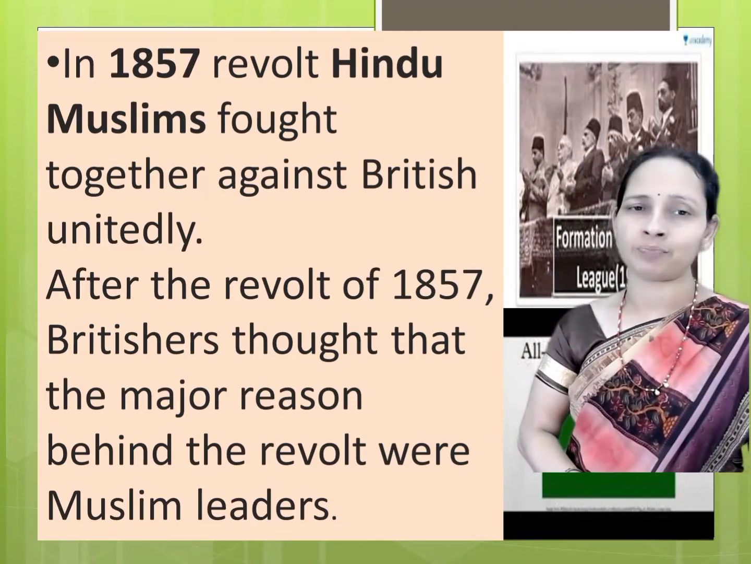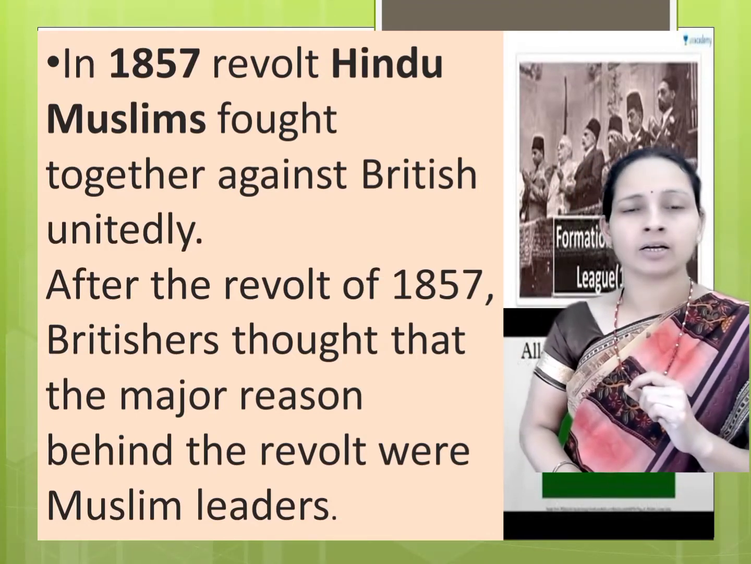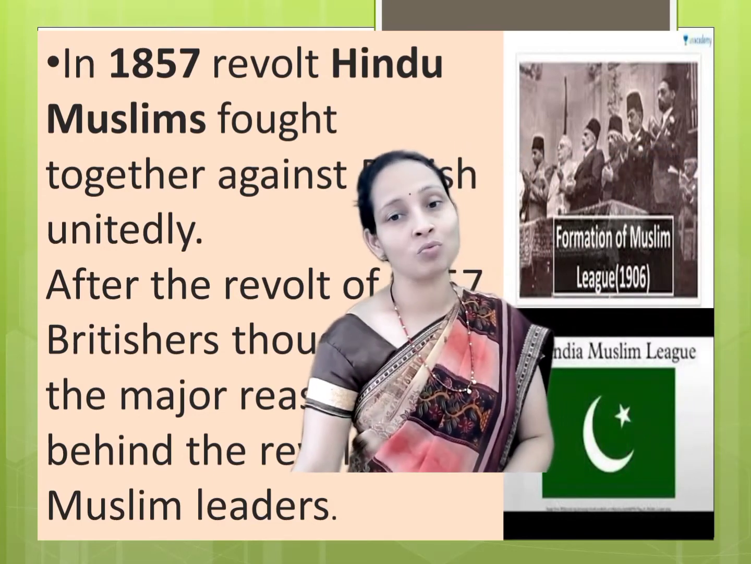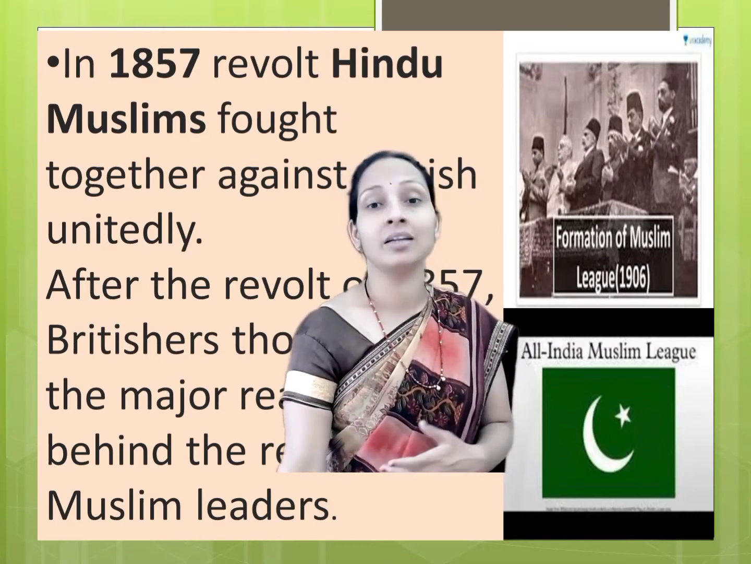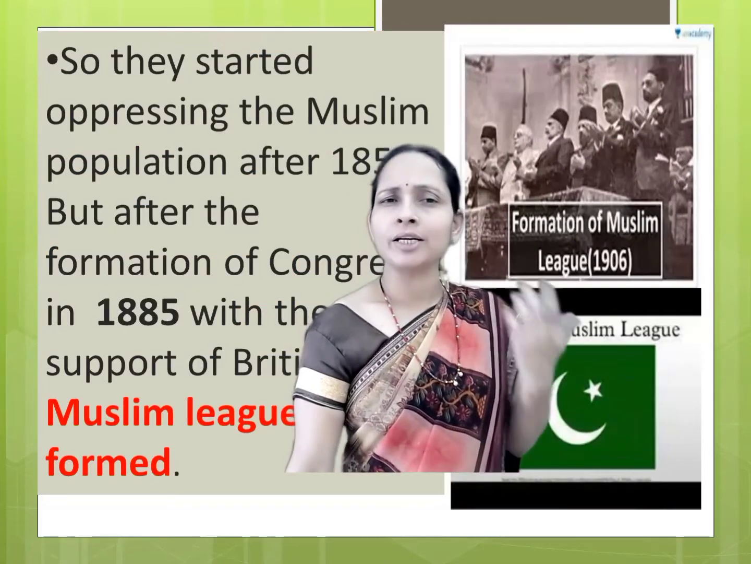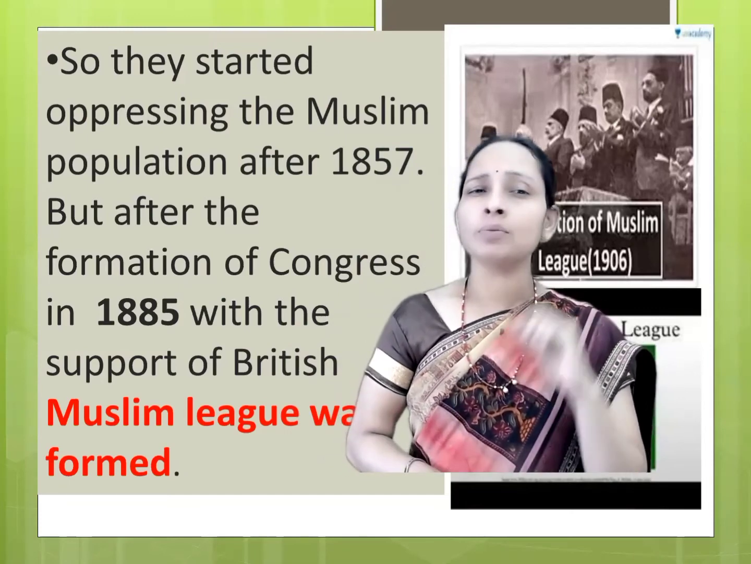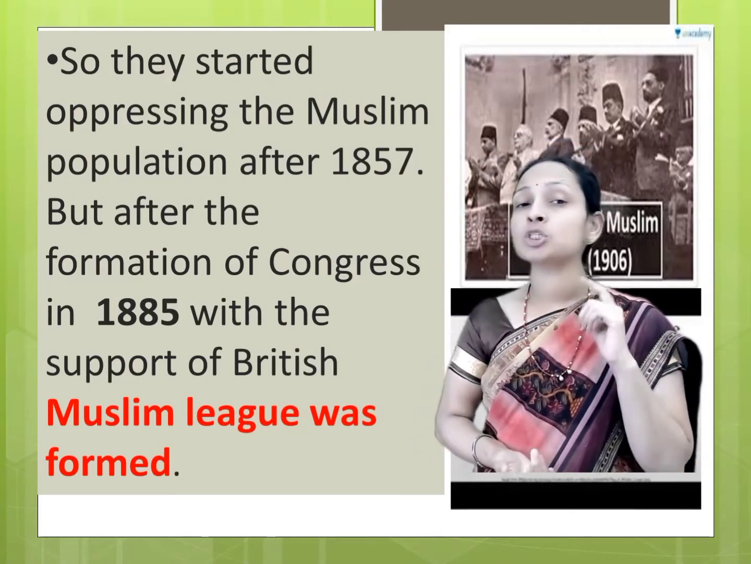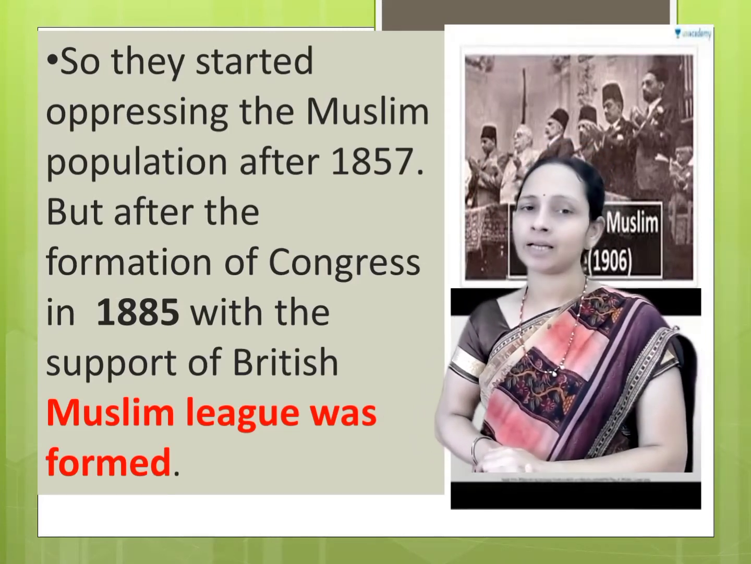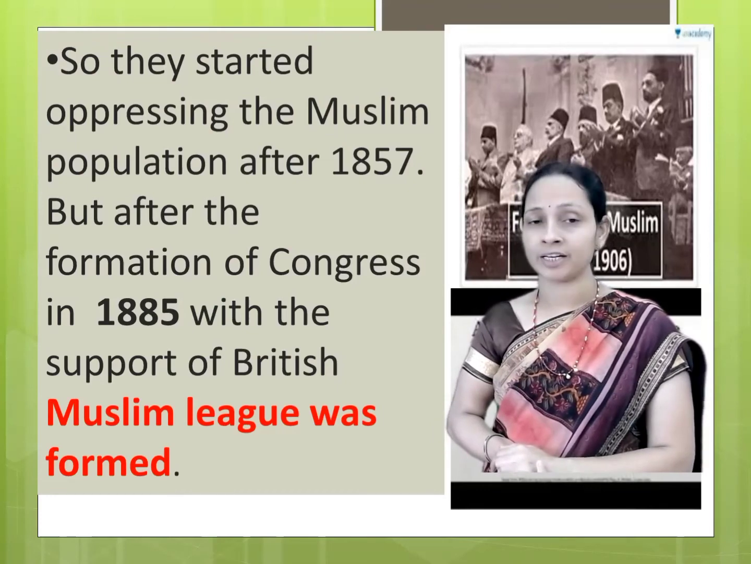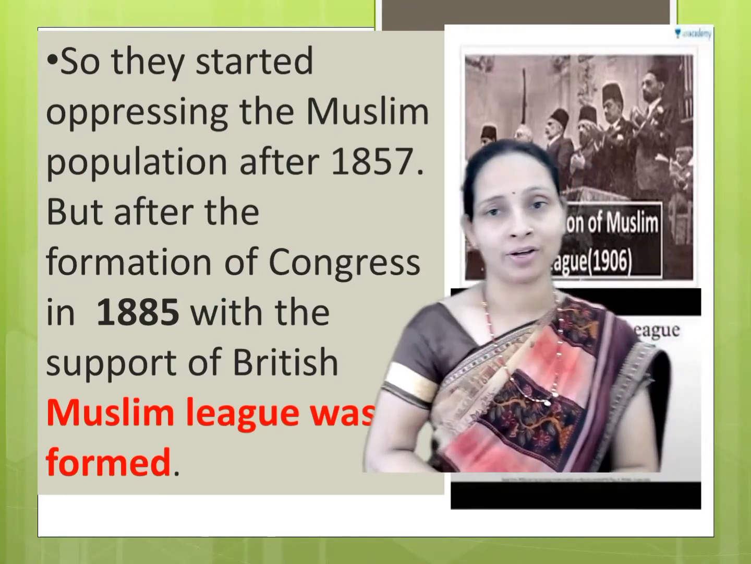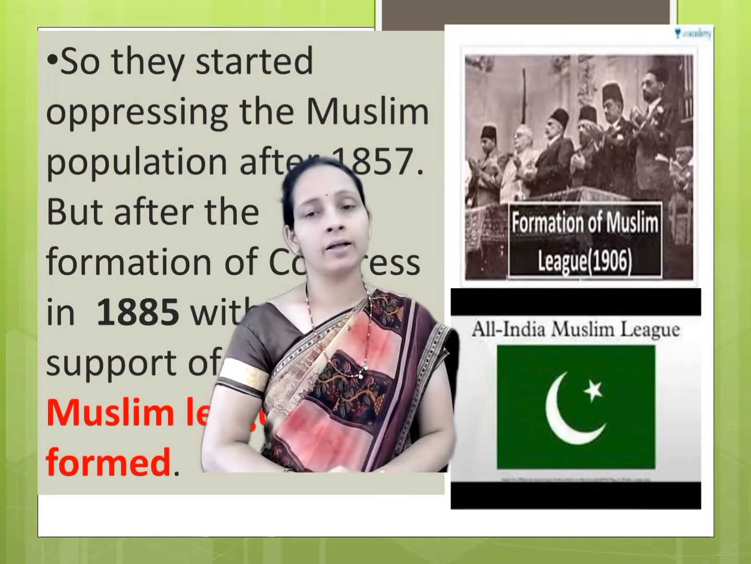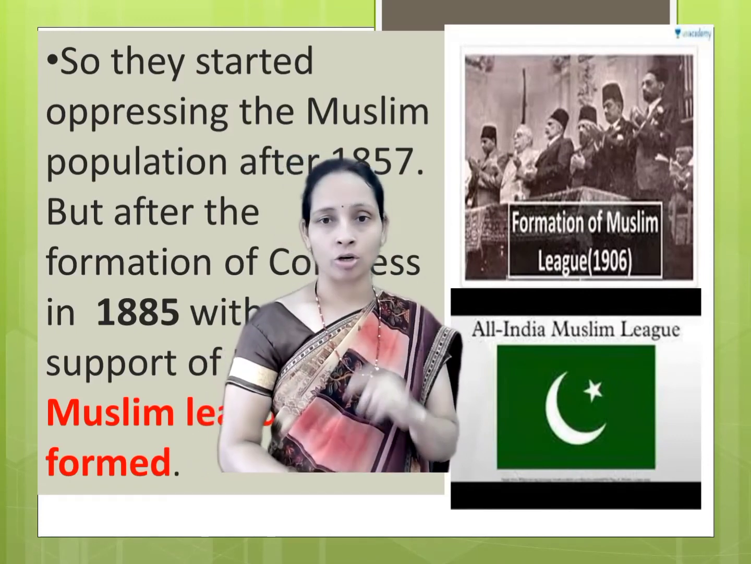After the revolt of 1857, Britishers thought that the major reason behind the revolt was Muslim leaders. Here we have the image which symbolizes the next sign. So they started oppressing the Muslim population after 1857. But after the formation of the Congress in 1885, with the support of the British, the Muslim League was formed. And here we have the image which symbolizes the formation of the Muslim League in 1906.